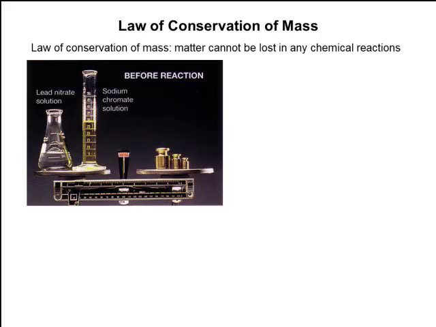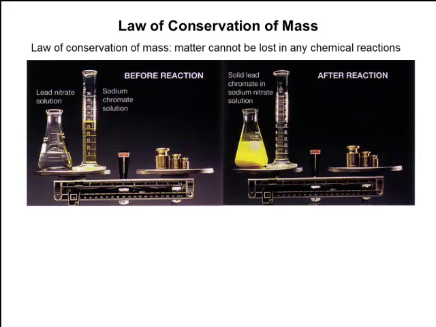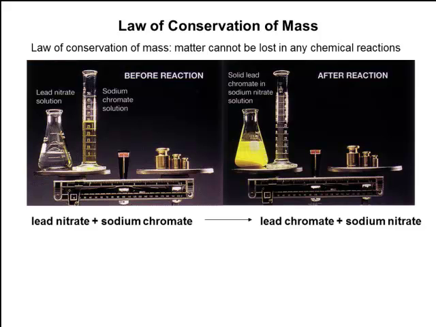Well, if I look at these two solutions on the left-hand side of the scale here, I've got a lead nitrate solution and a sodium chromate solution. On the right-hand side, I've got certain masses. Okay, this is before I mix the lead nitrate and the sodium chromate. When I mix those two solutions, what happens is I form a precipitate, that kind of yellowish solid in there. But if you notice, the scale hasn't moved. So what I start with before the reaction is what I start with after the reaction in terms of overall mass. So I'm having lead nitrate adding to sodium chromate to form lead chromate and sodium nitrate.